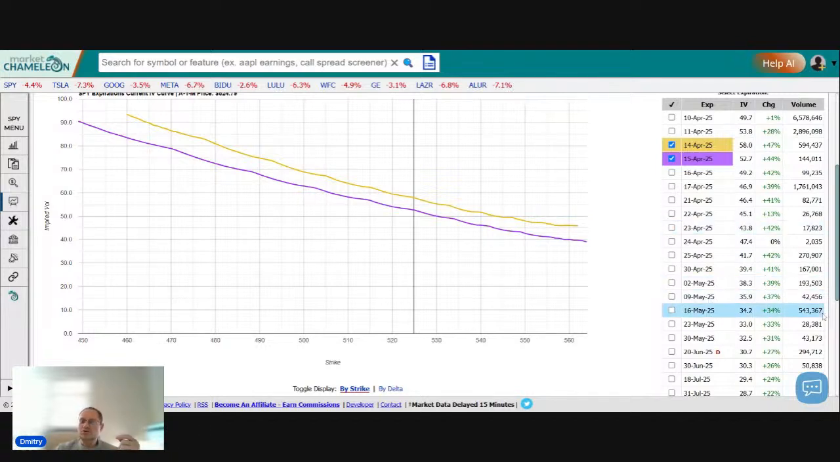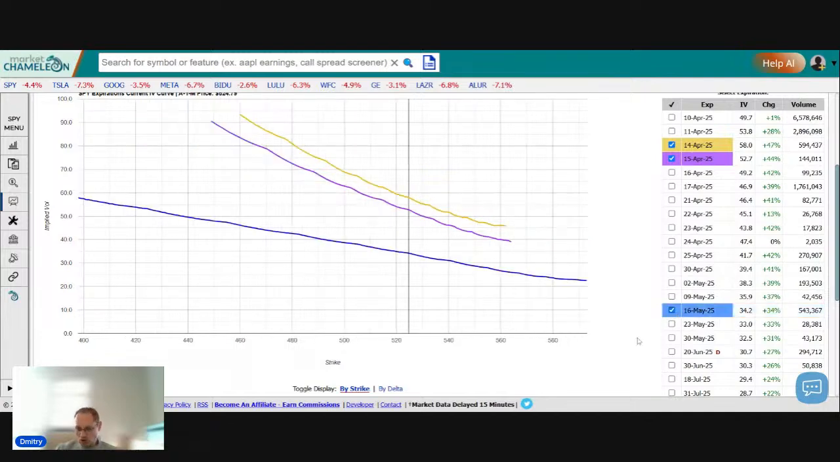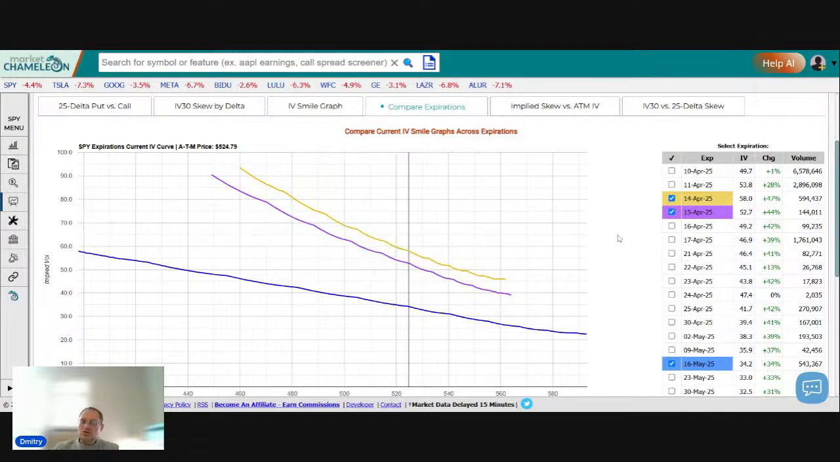If we wanted to add maybe a longer term one, let's say May 16th, you click on this box, and that will draw another line for the implied volatilities for that May 16th expiration. Now we have all three of these plotted on the same graph, so we could compare how that implied volatility looks relative to each other.